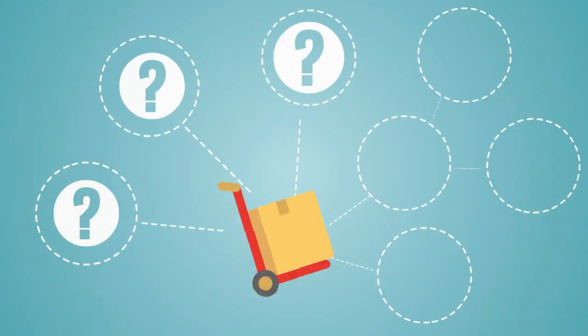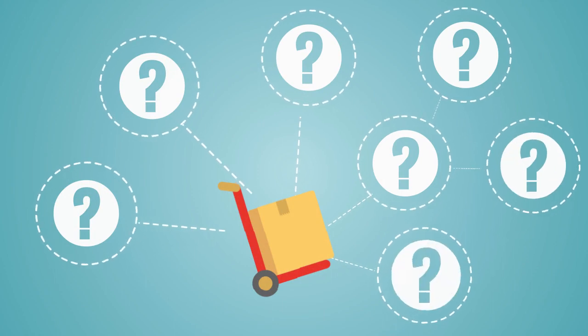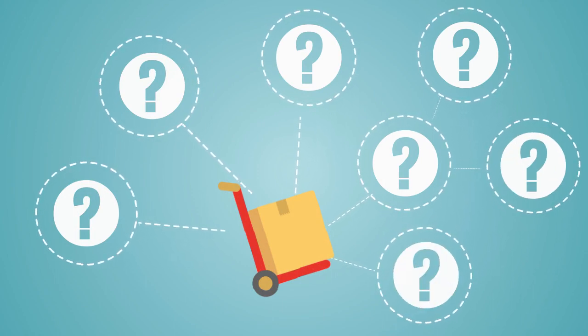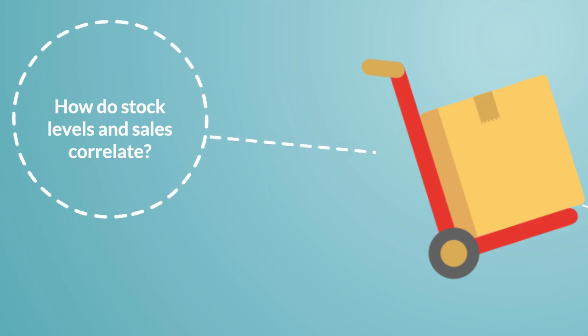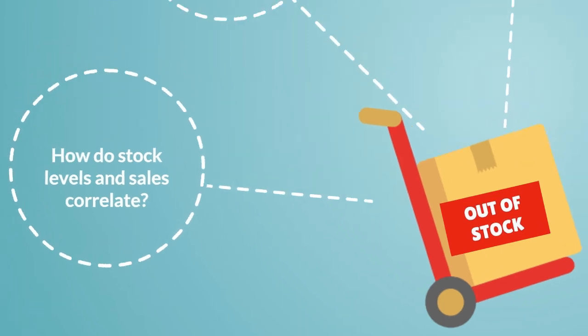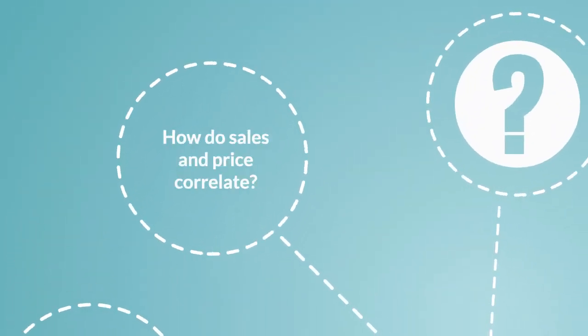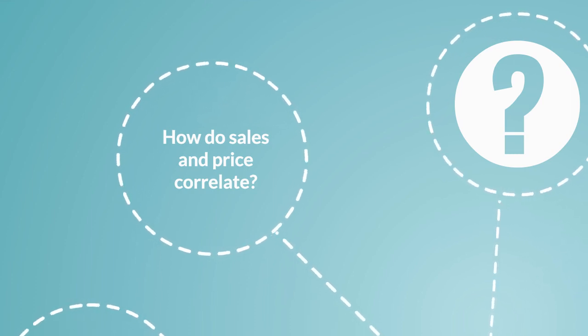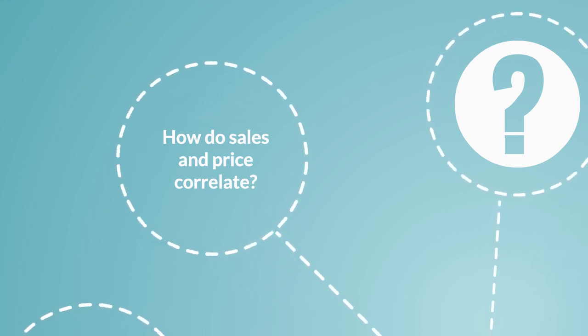This is why, when you are analyzing an item's performance, there are a number of key factors that you need to investigate. For instance, we need to ask ourselves, how do stock levels and sales correlate? Let's not forget, out of stocks will distort your sales history. The second factor we need to investigate is, how do sales and price correlate? Remember, discounting does not always lead to additional sales units.